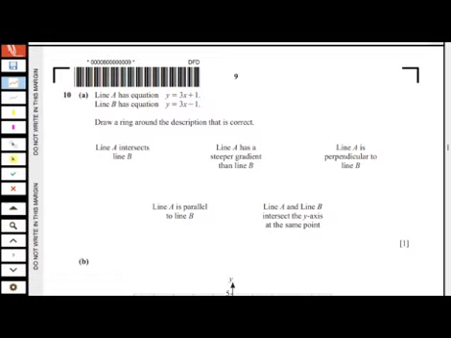Next is line A has a steeper gradient than line B. This is also not correct. Line A is perpendicular to line B. No, this is not correct, because if they are perpendicular, then their slopes should be negative reciprocals. Line A is parallel to line B. This is correct. Line A and line B intersect the y-axis at the same point. If they intersected at the same point, it would be the same sign, +1 and +1.